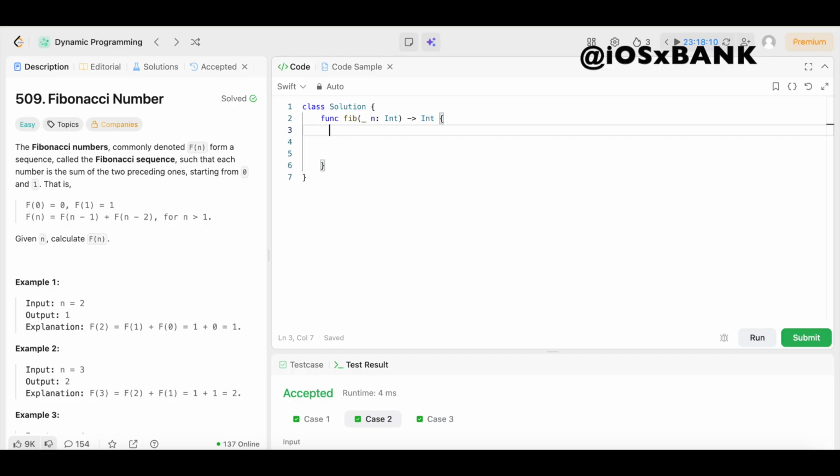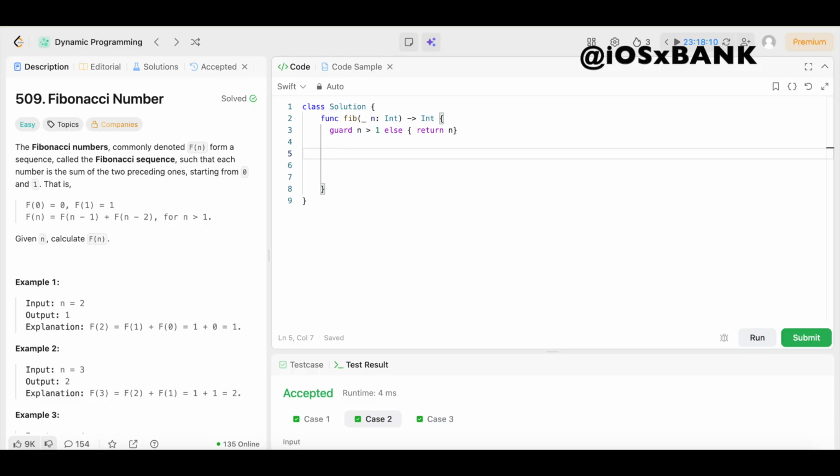So for the first solution, the first thing we want to do is check to see if n is equal to 0 or 1, and then we can just return it directly because of the Fibonacci sequence. We already know f of 0 equals 0, and f of 1 equals 1. So we can just say guard n is greater than 1, else we can open up the bracket and return n. Boom.